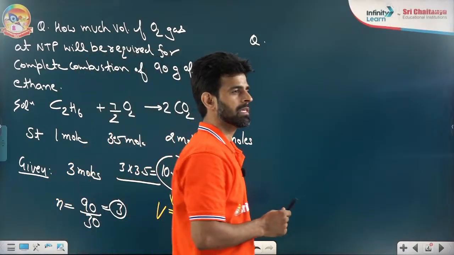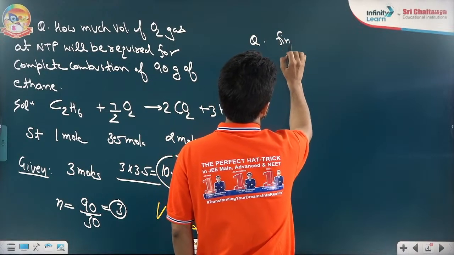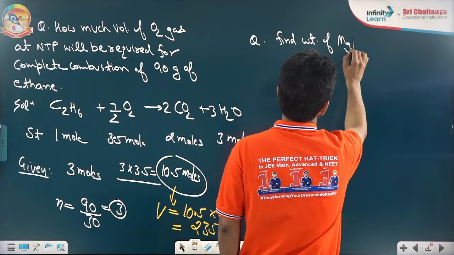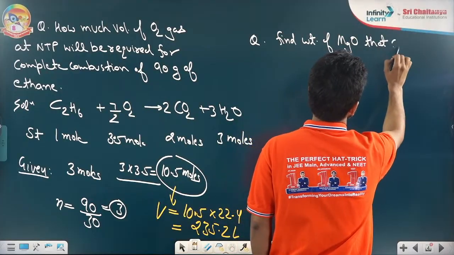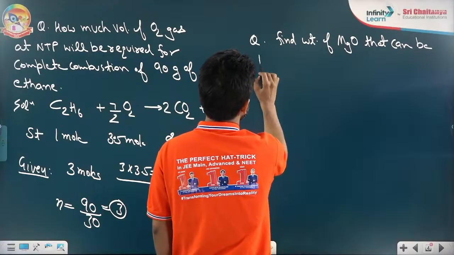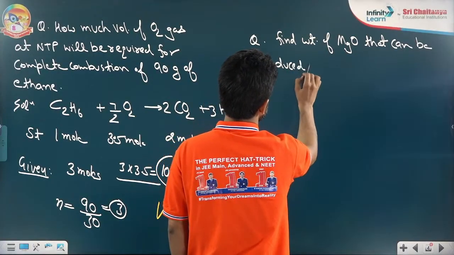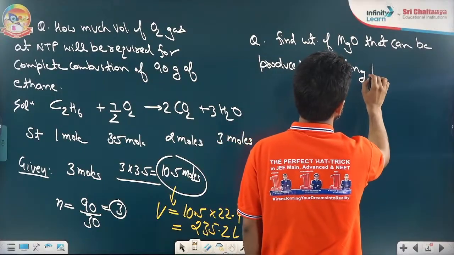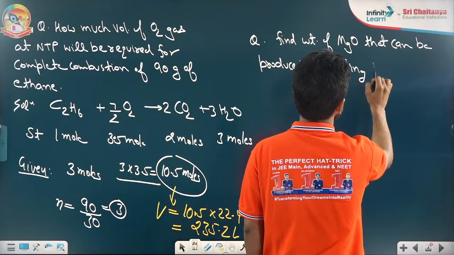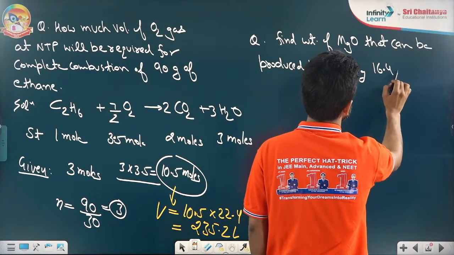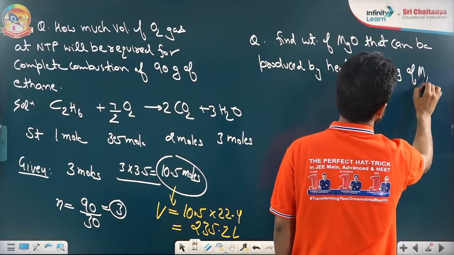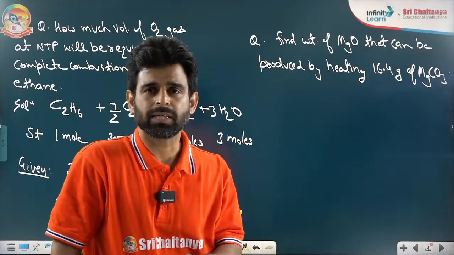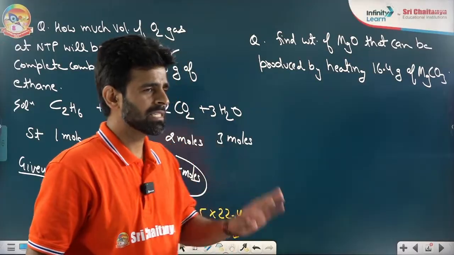Then same question I am asking. Question is: find the weight of MgO that can be produced by heating 16.4 gram of MgCO3. Okay, I will heat MgCO3.